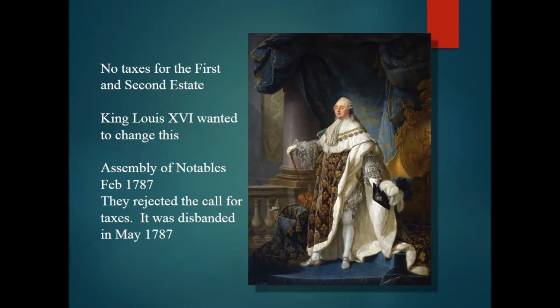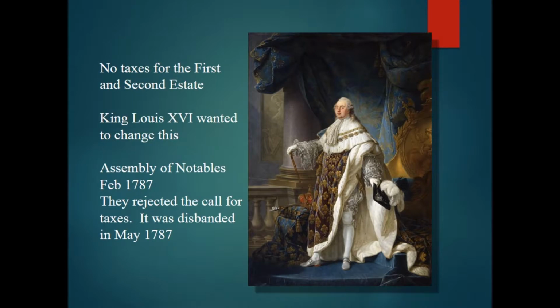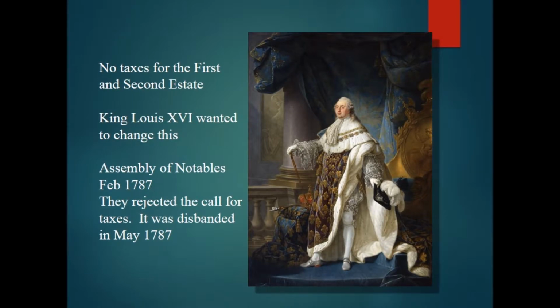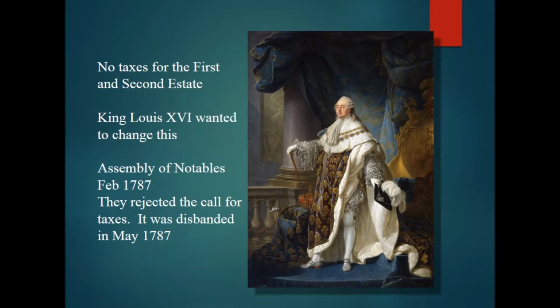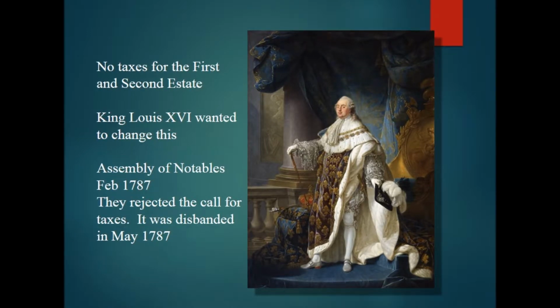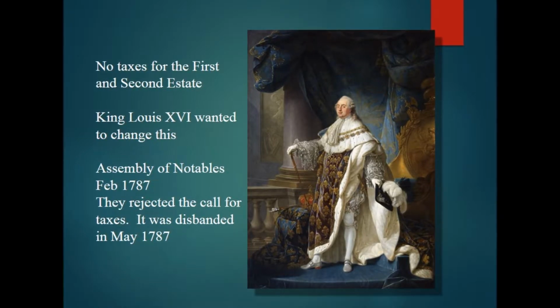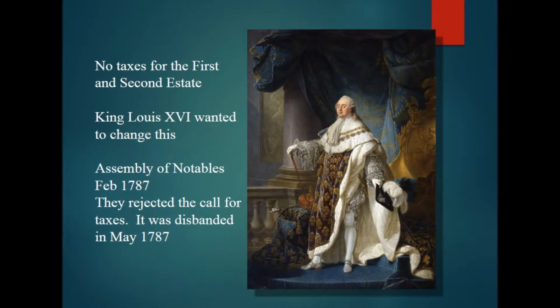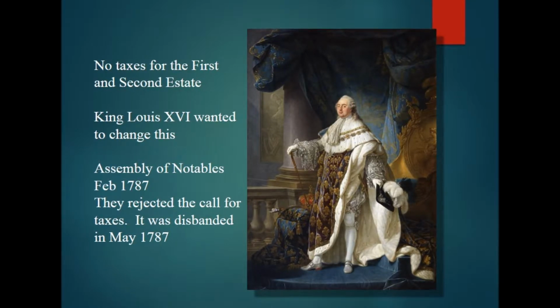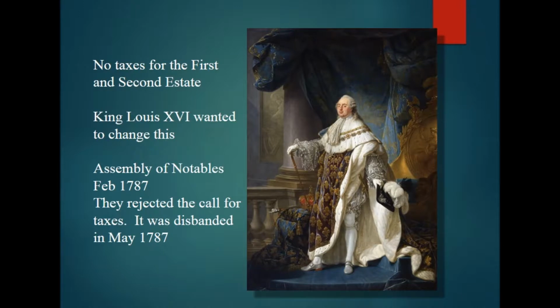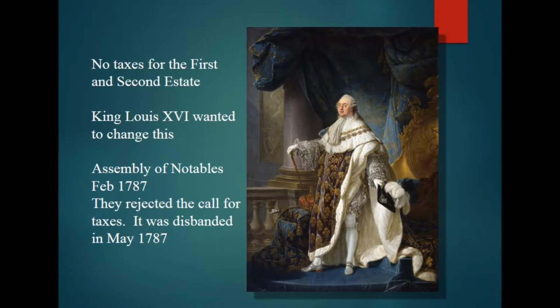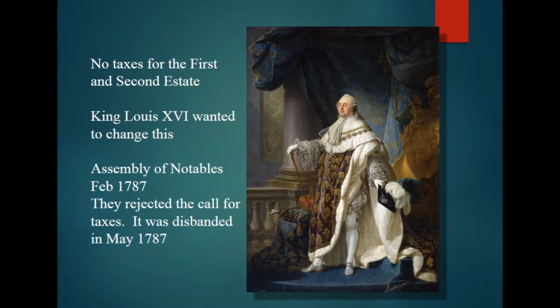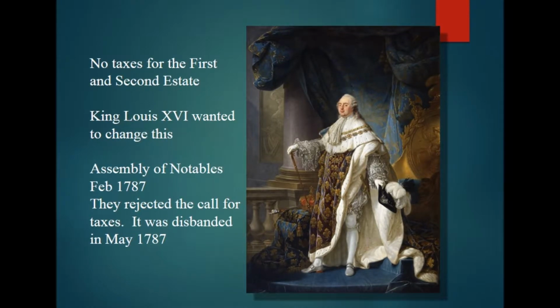The biggest issue that led to the French Revolution is about taxes. And in general, when you look at French society in the 1700s, you find that people who are part of the first and second estate, so the church and the nobility, in general do not pay taxes. And the King of France during this period was Louis XVI. He really wanted to change this because, as I said, he is really hurting for money. So what he wanted to do was tax the first and second estate.